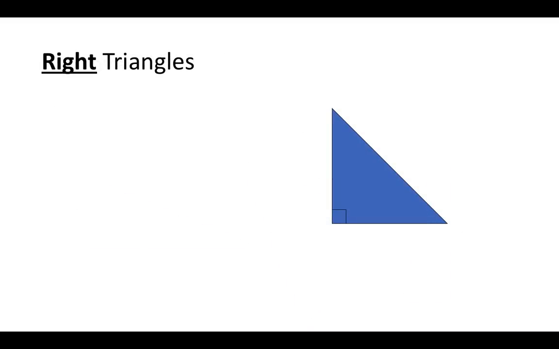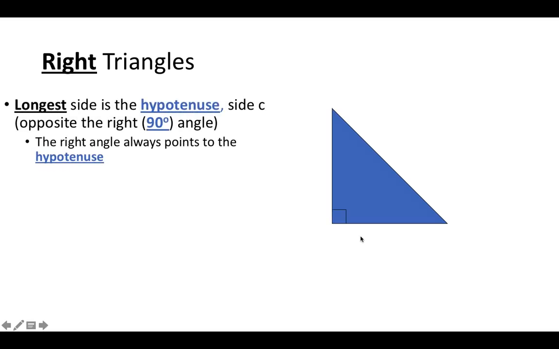So, right triangles are special in the sense that they all have this right angle, right? So the longest side is the hypotenuse. That's side C, and it's opposite the right angle. So this is the right angle, and the hypotenuse, I know, such a weird name, is the side across from it. The side across from it is called the hypotenuse.